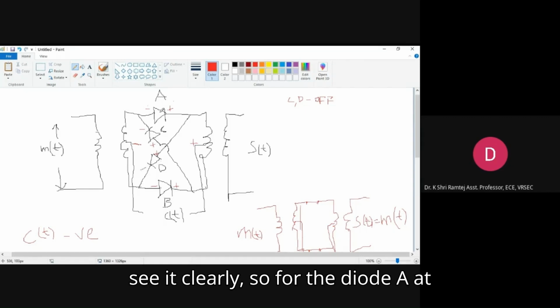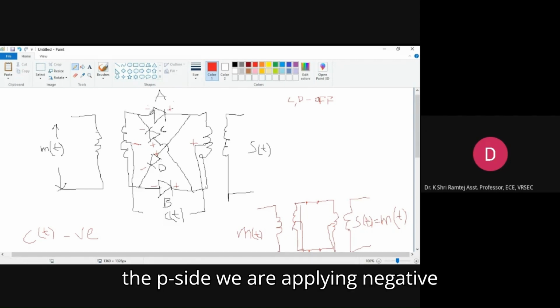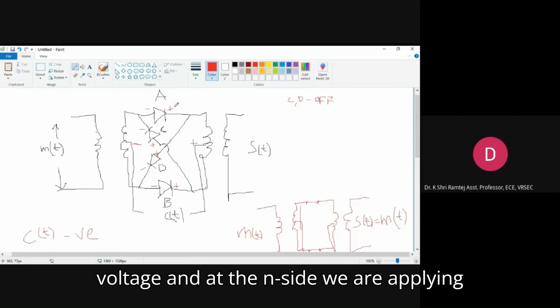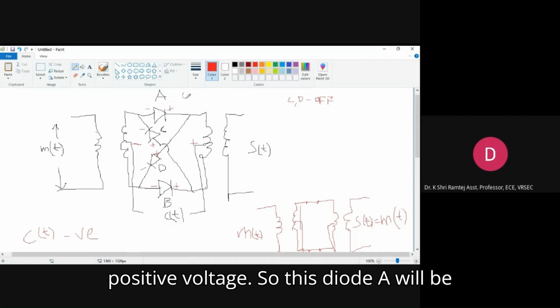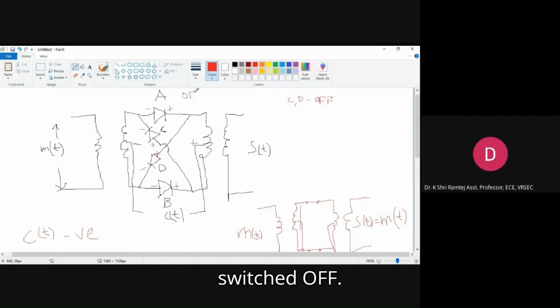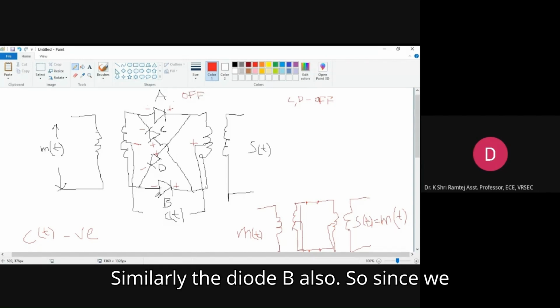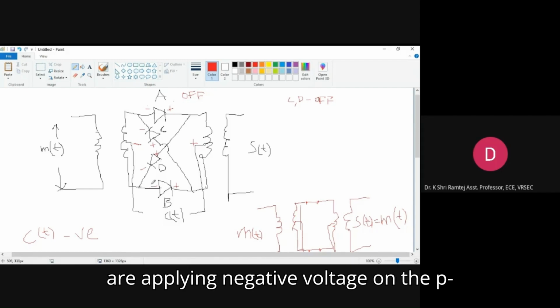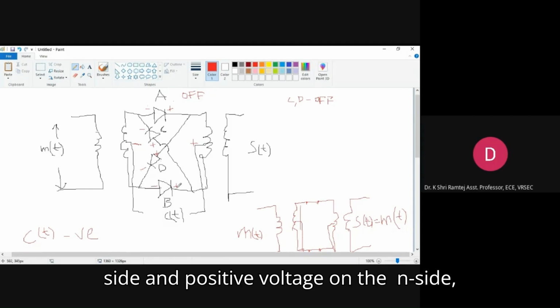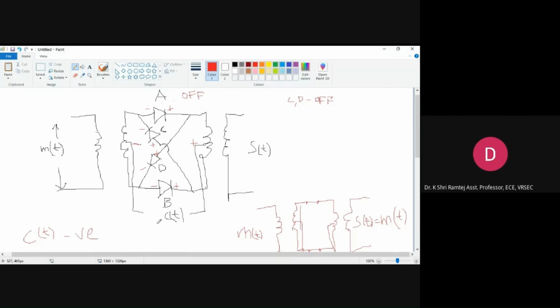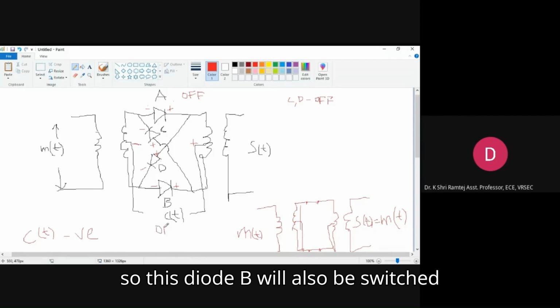So now if we see it clearly, for diode A, at the P side we are applying negative voltage, and at the N side we are applying positive voltage. So this diode A will be switched off. Similarly, diode B also. Since we are applying negative voltage on the P side and positive voltage on the N side, this diode B will also be switched off.